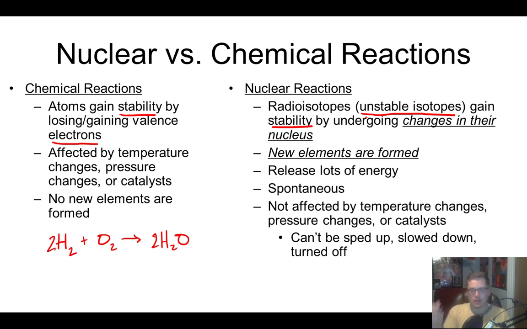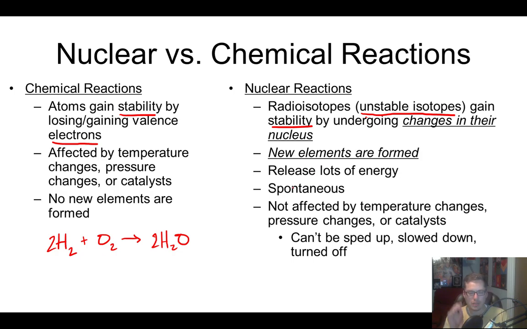Notice that in our equation here, we have 4 hydrogens, right? 2 diatomic hydrogens, and we've got 2 oxygens, and then over here we've got 4 hydrogens and 2 oxygens. So notice that we don't have any new elements. Over here we've got hydrogens and oxygens that we start with, and then we just combine them in a new way. In nuclear reactions, we do get new elements.